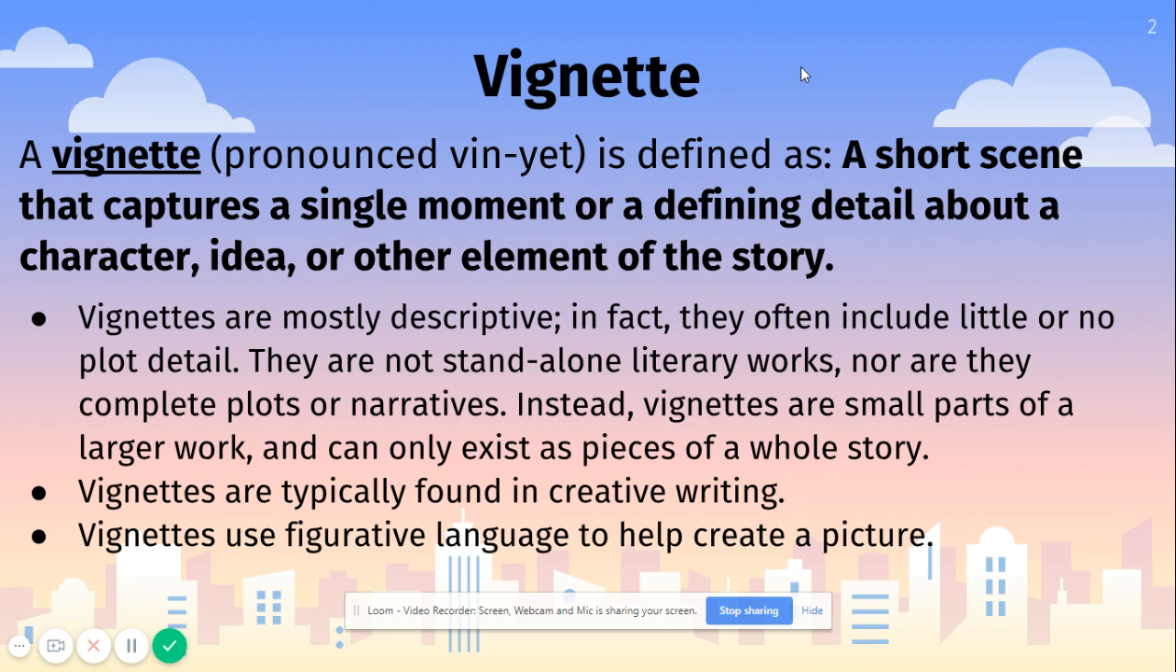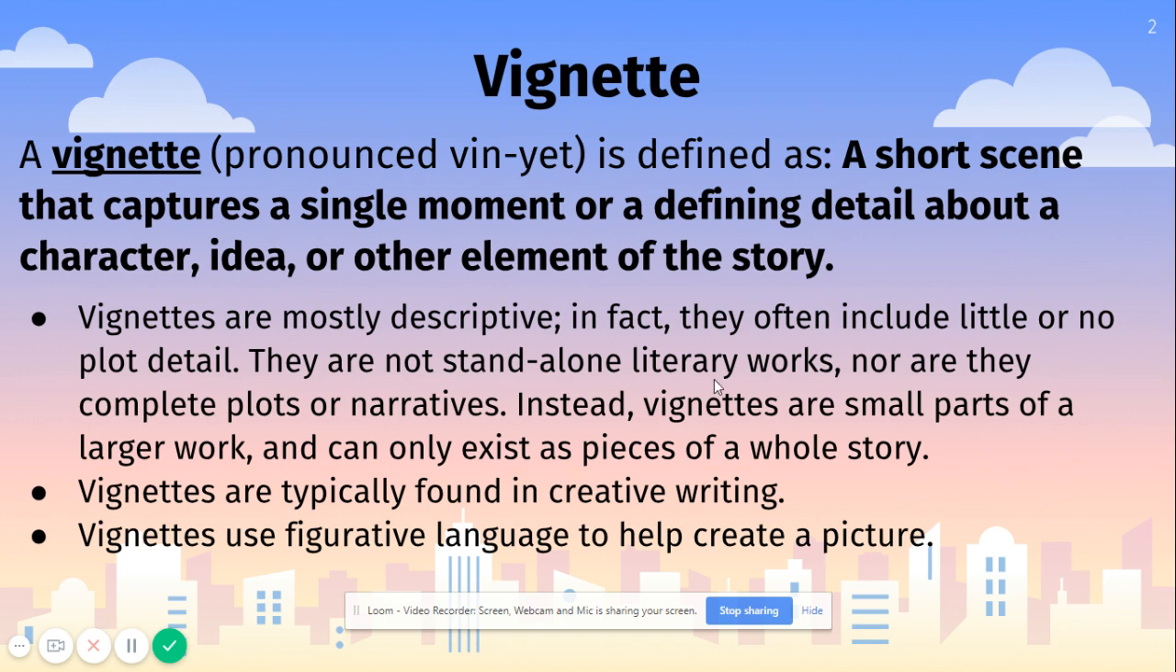Sandra Cisneros wrote this book kind of as a personal narrative, which means it's a story about events in her life or inspired by her life. And she set it up as vignettes that are little single moments or defining details that kind of develop her characters and develop her story. They're mostly descriptive. They usually don't have a lot of plot detail. It's just kind of like little snippets of what's happening.